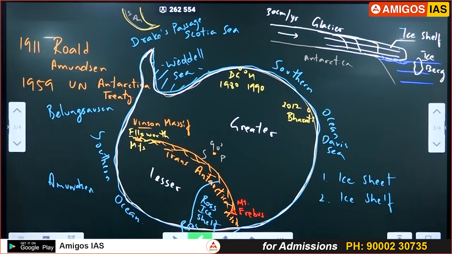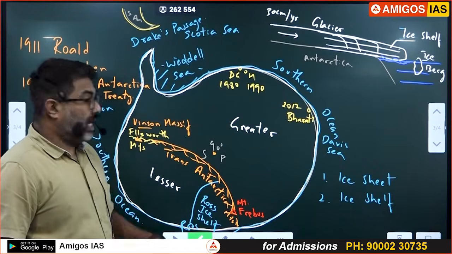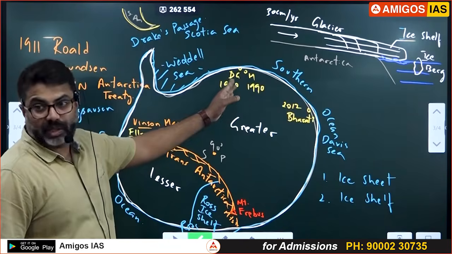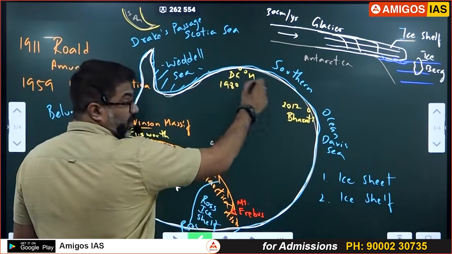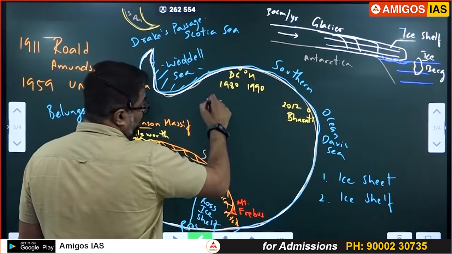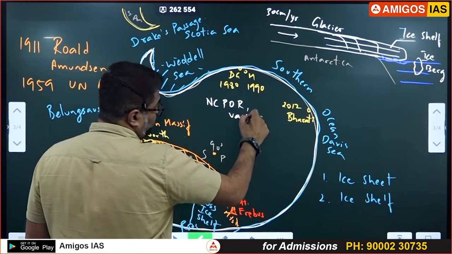So these are the three research bases of India in Antarctica. As of now, DG is a supply base. Maitri and Bharati are operational. See, this research is done by an organization called the National Center for Polar and Oceanic Research, Vasco, Goa.